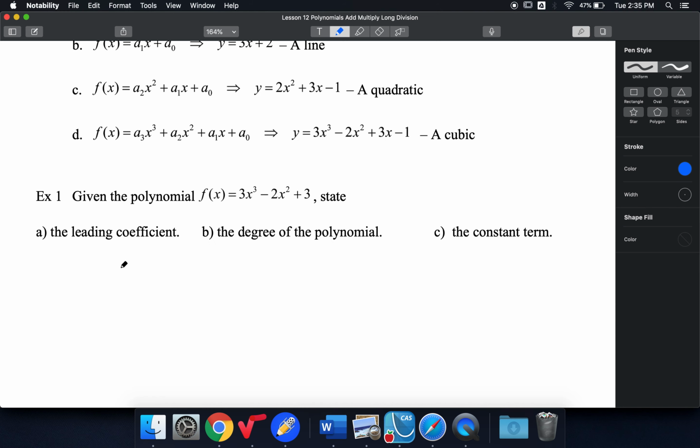All right, so now if you've unpaused, I hope that you said that a sub 3 is 3, the degree is 3, and my constant term is also 3. Wow, crazy.